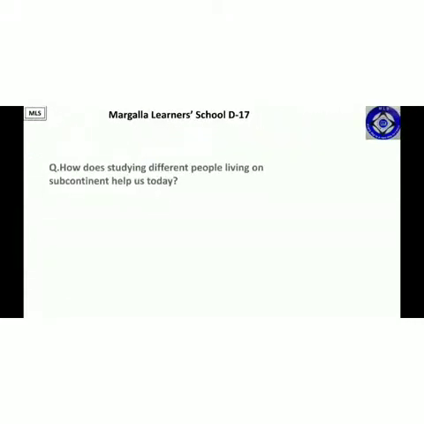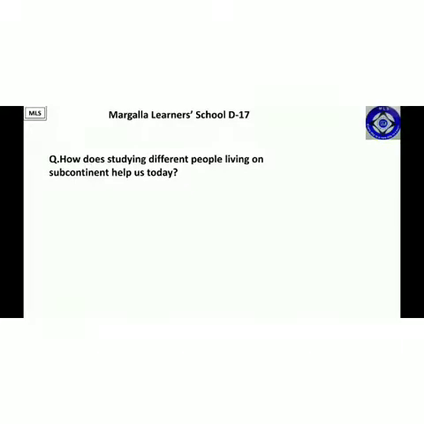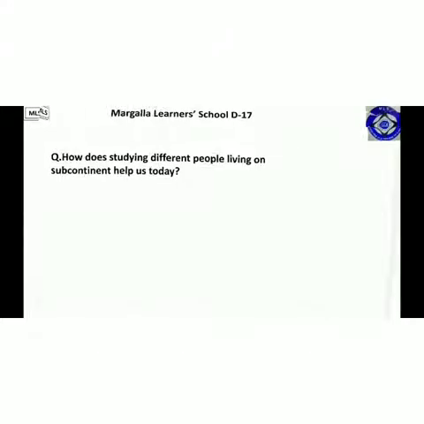The next question is: how does studying different people living on the subcontinent help us today? The question is regarding why we are studying the people of the subcontinent who lived here thousands of years ago. What is the purpose behind it? So for the answer, we would be revising the previous lecture. Why do we study the people of the subcontinent?